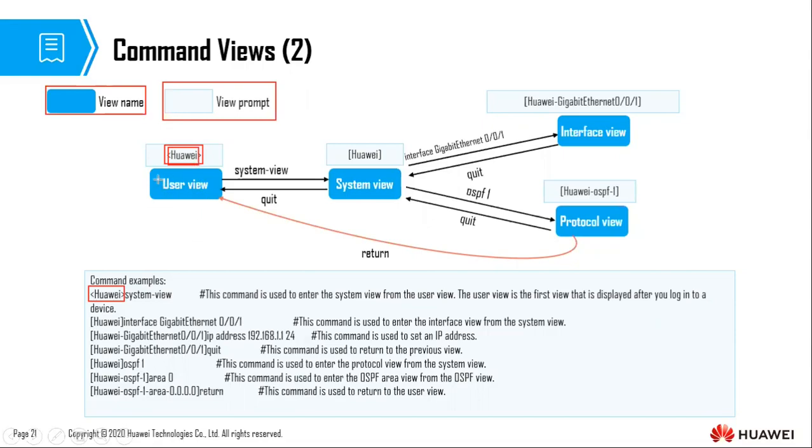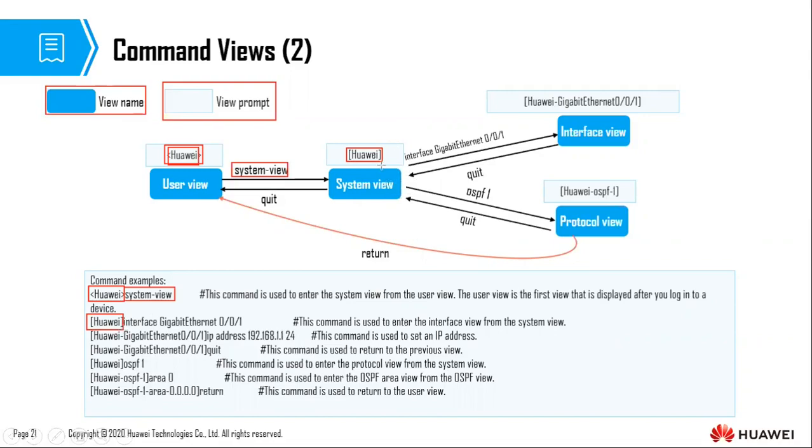Now, to move from user view to system view, you use the command system-view. You type the command system-view, and when you press enter, it moves you to the system view. How do you know that you're in system view? The device name is now enclosed in square brackets and not the angle brackets as before. So you can see here, we are really on system view.